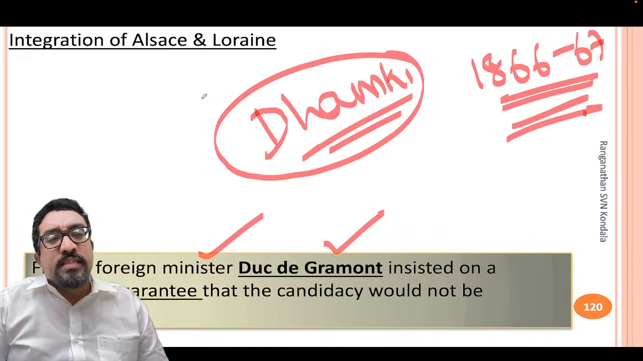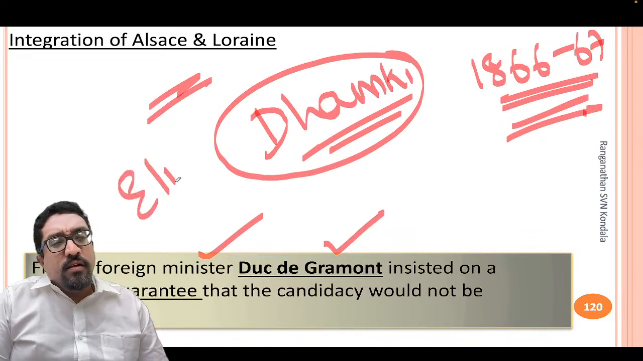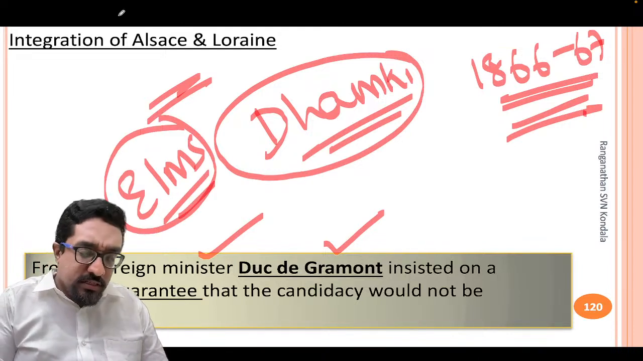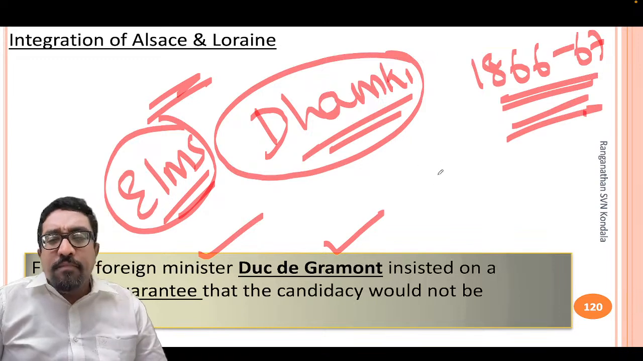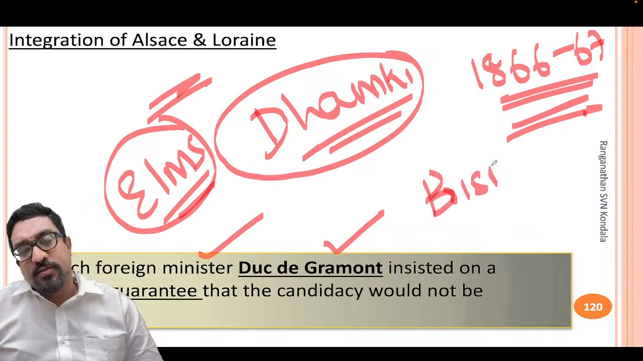Unfortunately, this letter was sent to a place called Ems. वहां पे Prussian king was not there, but Bismarck was.